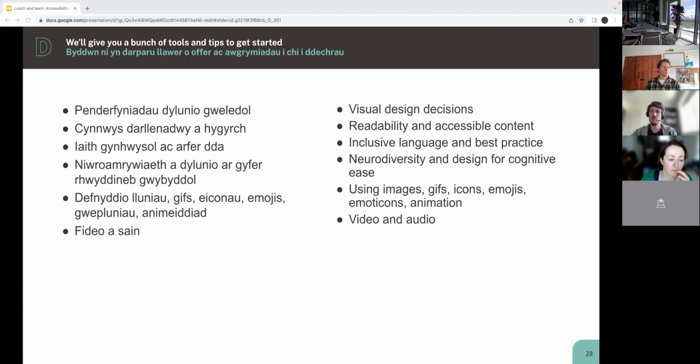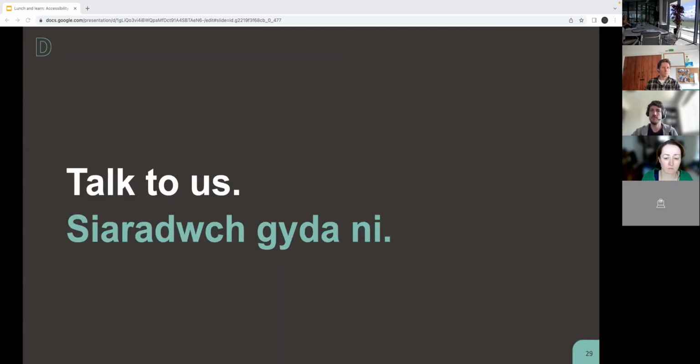A lot of research is happening at the moment around neurodiversity and designing for cognitive ease. Lots of practical tips and advice whenever you're using images, GIFs, icons, emojis, animation, those sorts of things, and also with video and audio as well. So we've got a lot of stuff that can help within those skills that we'll share with you. If there's anything that you can add to it, this is a community approach as well, please let us know. We'd love for you to input to that.